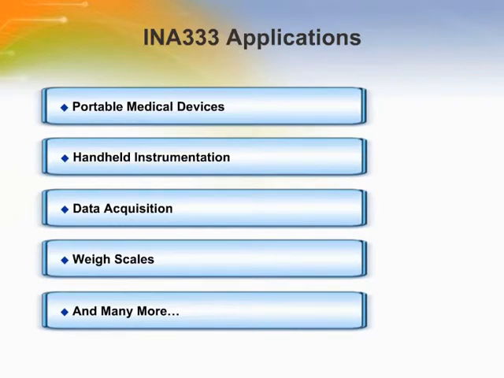The INA333 targets a wide variety of precision, low-power applications, such as portable medical and portable instrumentation. However, the INA333 is also important for other major markets, such as data acquisition and weigh scales, because of its breakthrough capability of achieving low power and bias current without compromising its offset stability, CMRR, or noise. If the application requires a single supply instrumentation amplifier, the INA333 is a great place to start.